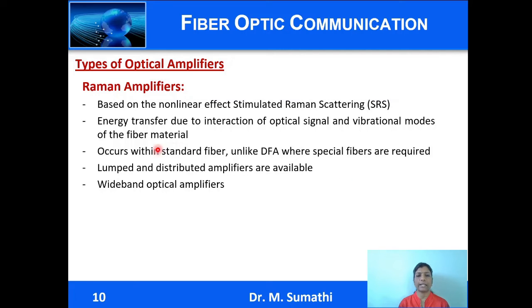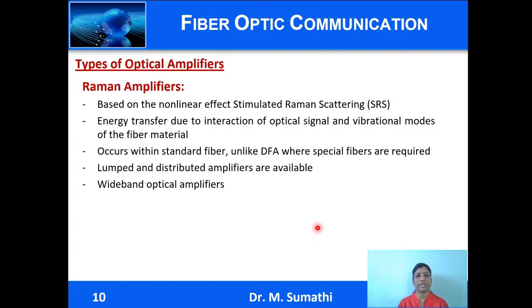Both lumped and distributed amplifiers are available. In case of lumped amplifier, a separate unit with a pump amplifier and a fiber of few meters length is connected to the optical link. In case of distributed fiber amplifiers, the pump laser is connected in the counter propagating direction at the receiver end, and it helps to amplify the signal, and the last 20-30 kilometers of the fiber link operates as an amplifier.